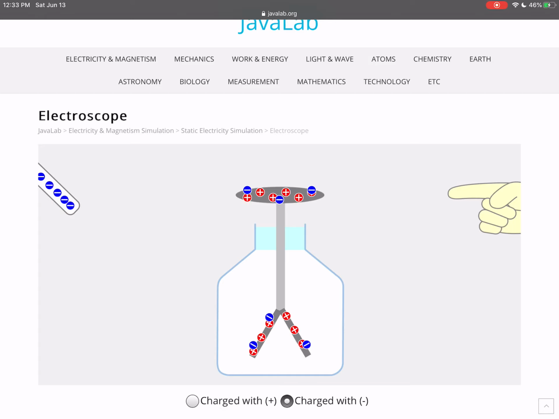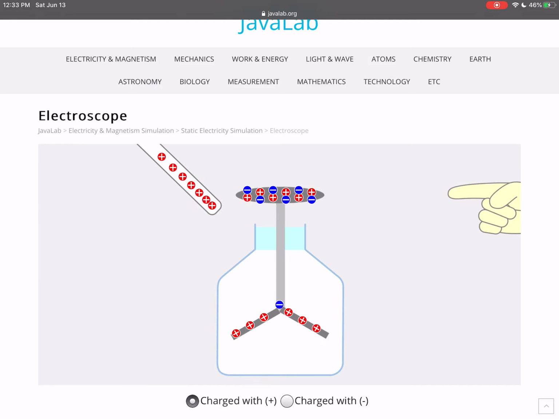Notice that if I bring the negatively charged rod back close, I can get those leaves to drop by repelling electrons back down into the leaf and stem and neutralizing the leaf and stem. Notice that if I come at the electroscope with a positively charged rod, I can bring that rod close and attract electrons even more up into the cap, producing more deflection in the electroscope itself.